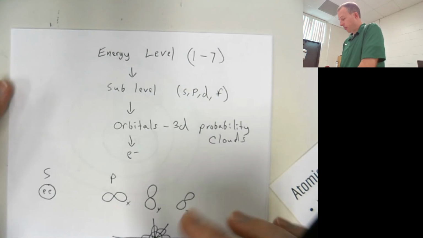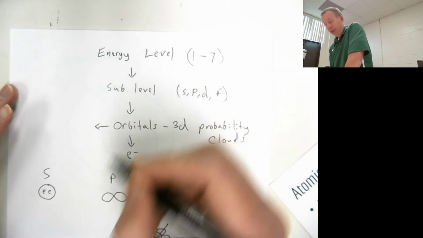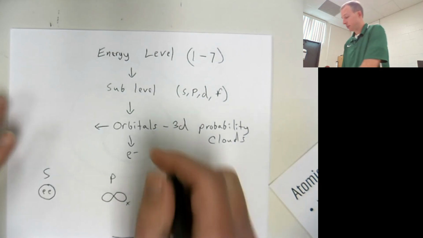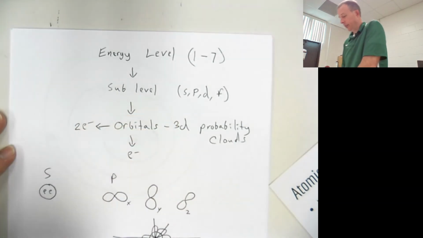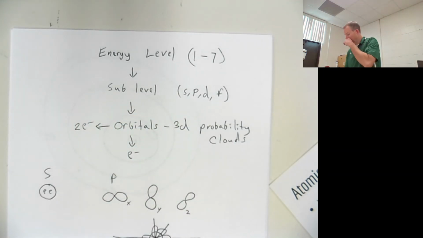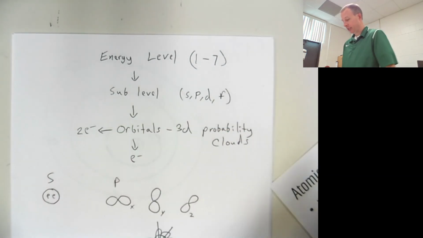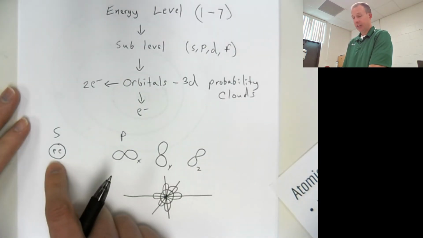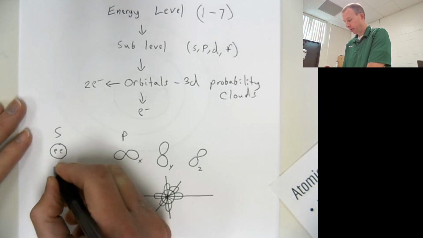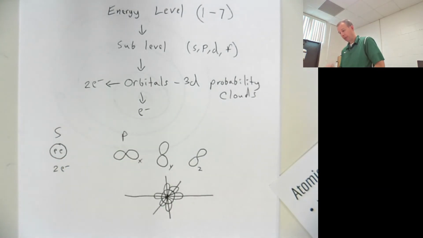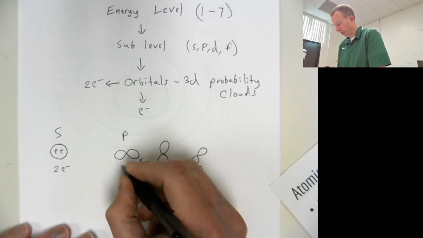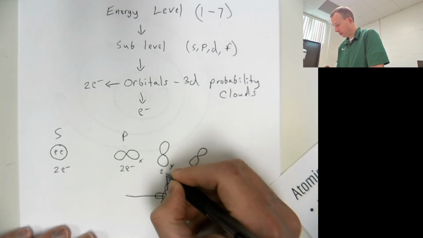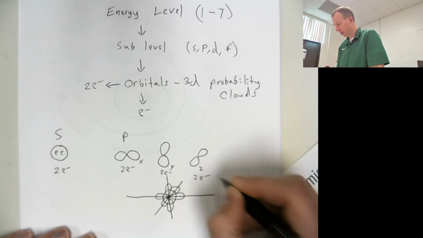And then one other thing to remember: orbitals. How many electrons can an orbital hold? All orbitals, regardless of their shape, can hold 2 electrons. That's it. Doesn't matter. So like the single s sublevel that exists, it has 1 sphere. How many electrons can it hold? 2 electrons. The p sublevel has 3 orbitals. Each of these separate orbitals, how many electrons can it hold? Well, this one can hold 2 electrons. This one can hold 2 electrons, and this one can hold 2 electrons.